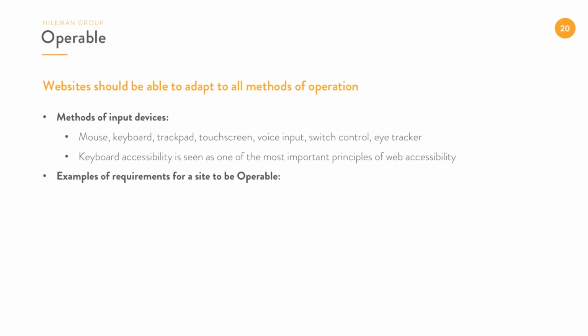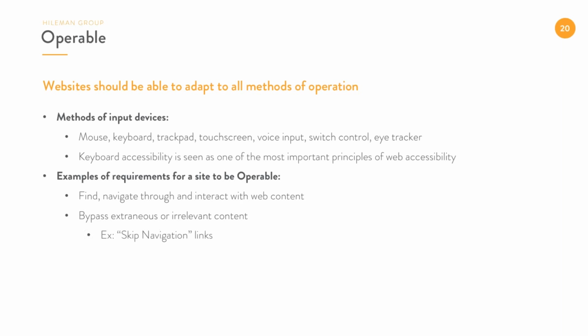So examples of requirements for a site to be operable. We need to find and navigate through and interact with web content. And so that's not just with your mouse. We need to be able to use a keyboard as well and all these other forms of input. You need to be able to bypass extraneous or irrelevant content, and we have an example of that on the next screen. When you're using your keyboard and these other methods besides a mouse and trackpad to go through a website, you can jump through content easily. So example, skip navigation links, which we have on the next slide.